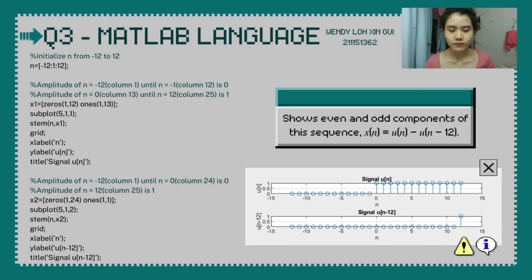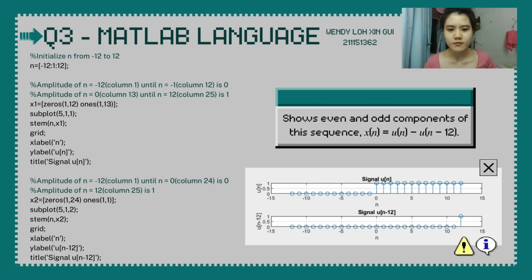For simplicity, I set the range of n from negative 12 to 12 with an interval of 1. And we assume these two signals consist of 1 row and 25 columns, which is from negative 12 until 12. We use the functions zeros and ones to plot these two signals. First, we plot u[n] as x1 with zeros(1, 12), where the amplitude equals 0 from n equals negative 12 until n equals negative 1, which is from column 1 until column 12.